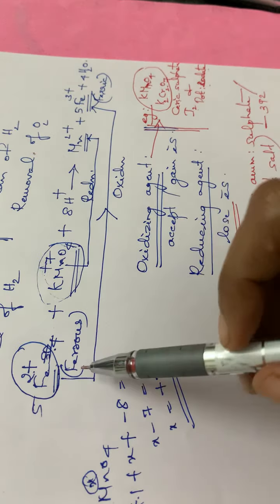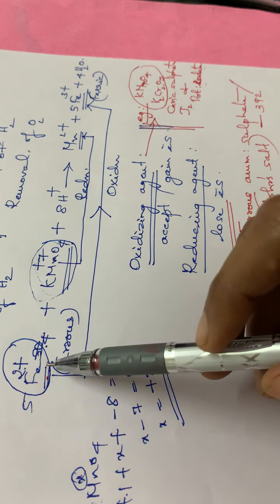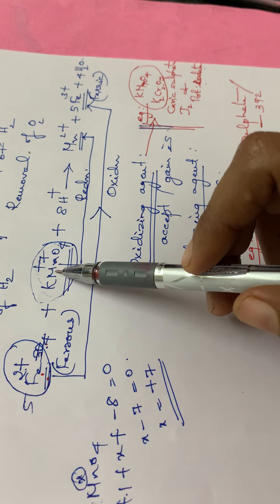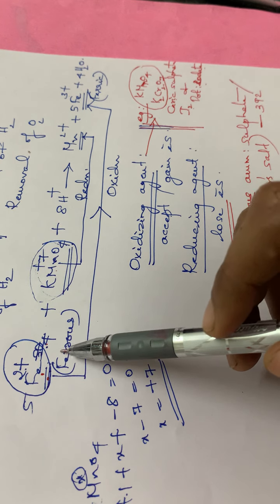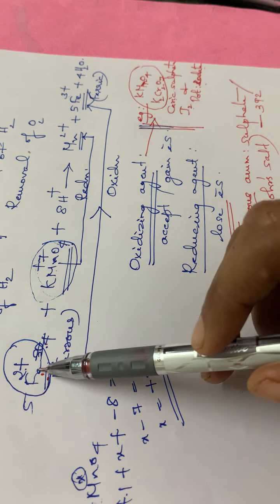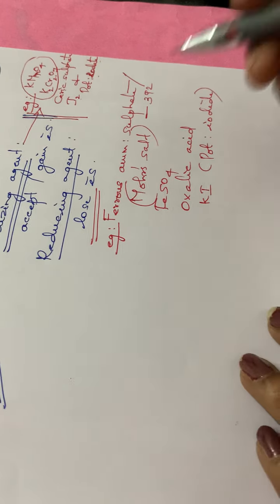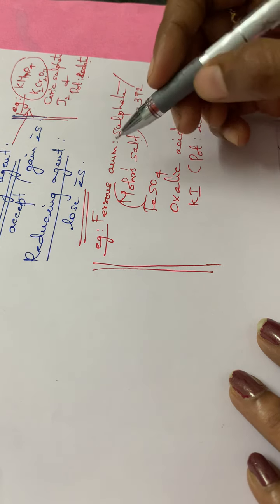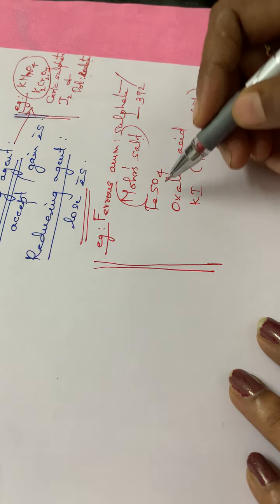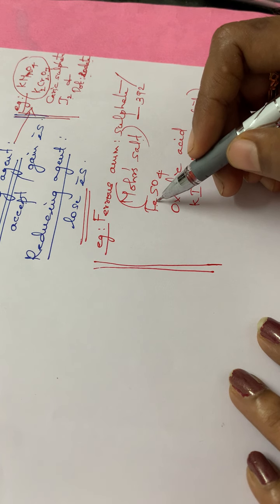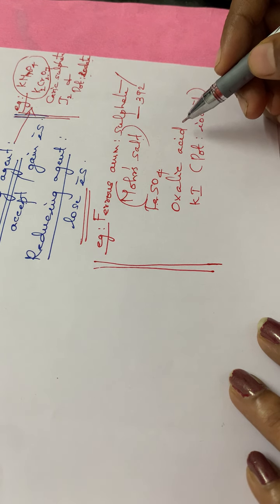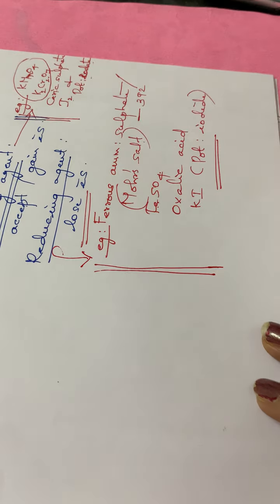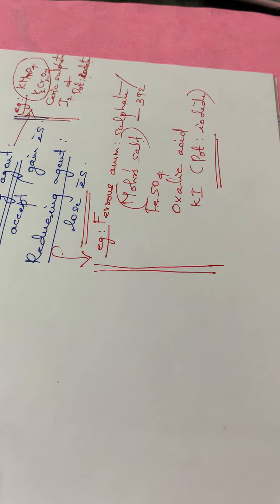Here in this reaction we have seen some of the reducing agents. FeSO4 is the reducing agent and KMnO4 is the oxidizing agent, and the reducing agent oxidizes Fe2+ to Fe3+. Ferrous ammonium sulfate, or Mohr's salt, has Fe2+ ions. Then ferrous sulfate, Fe2+. Then oxalic acid, H2C2O4, then potassium iodide. These are some of the reducing agents. Hope you are clear with this.